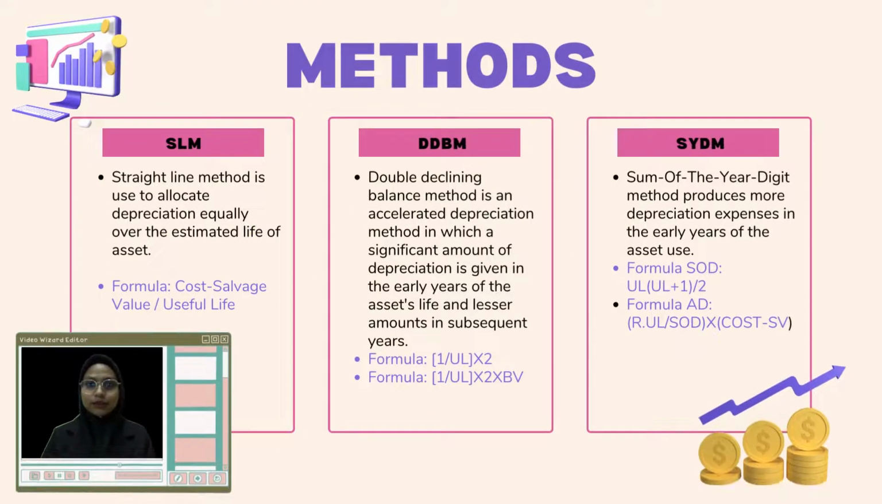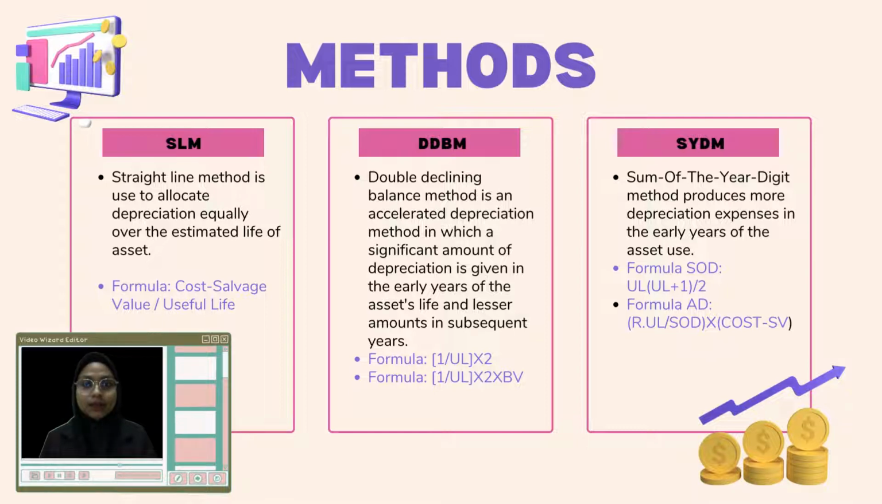Let's move on to methods of depreciating a fixed asset. We have three methods to calculate depreciation. The first one is the straight line method. This method is used to allocate depreciation equally over the estimated life of the asset. The straight line method is calculated by cost minus salvage value divided by useful life. We can get the cost from the price plus other costs, for example installation and transportation costs.